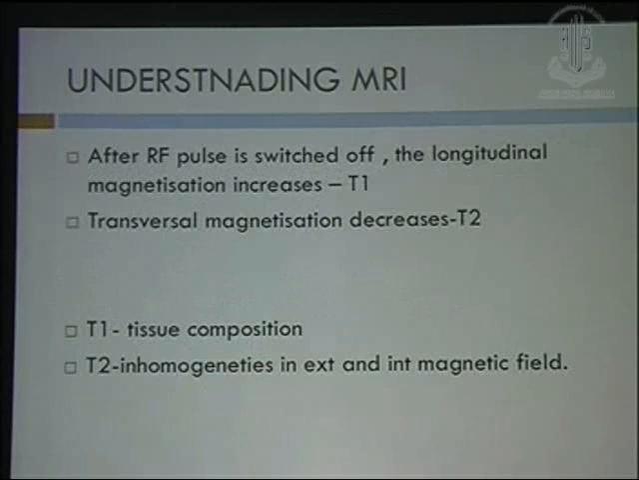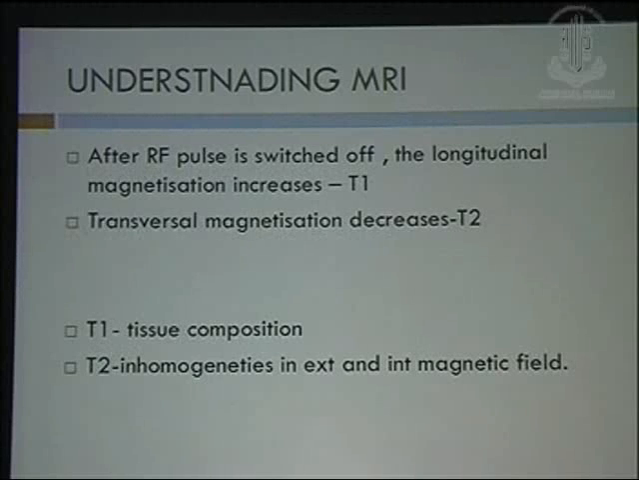Now, what is the importance of knowing all these things? What is longitudinal magnetization? Well, it is what you call T1 weighted images. What happens to the longitudinal magnetization is that when the RF pulse is switched off, it increases. That means it again becomes parallel. When it becomes parallel, it goes from a high energy state to a low energy state, and that is picked up by the MRI machine and shown as a T1 weighted image.